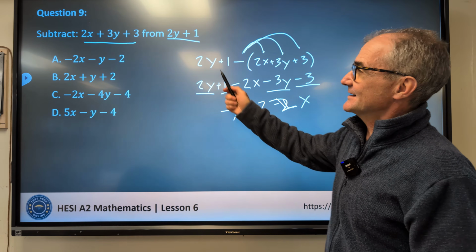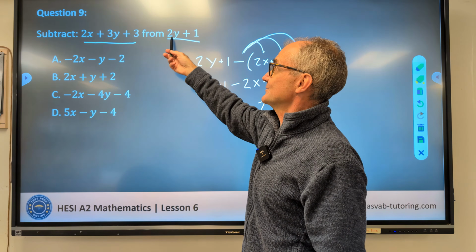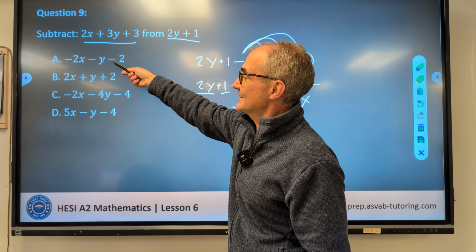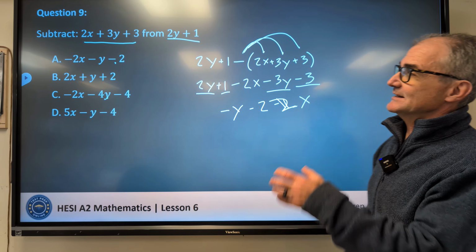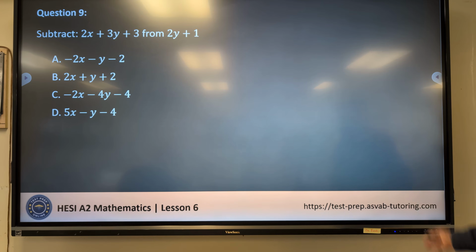The other way I saw it, a little quicker way to do it, is subtract this from this. If I'm doing this minus this, it's going to be a negative 2x, so it either has to be this one or this one. So I could eliminate those if I had a choice. All right, moving right along to number 10.